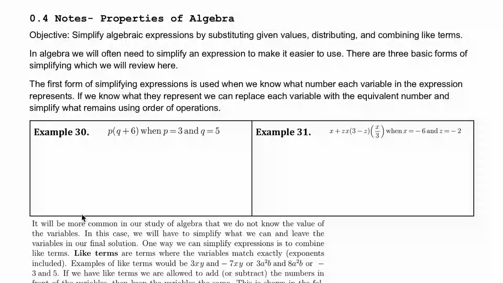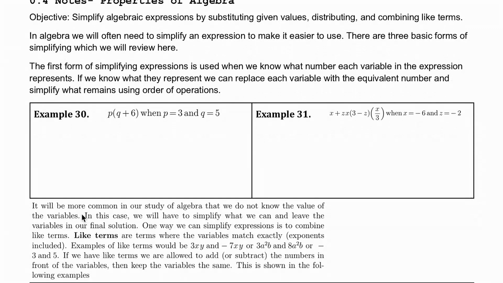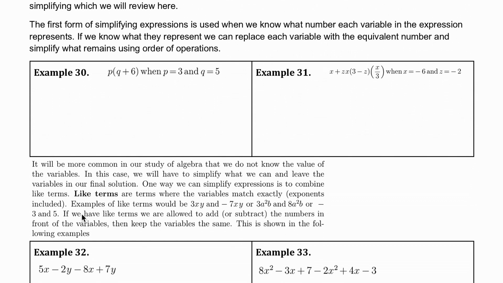A lot of times in algebra, we have variables or letters that represent an unknown value or an unknown quantity. In this lesson, we're going to look at a few different properties of algebra using those variables or letters. Looking at these first two examples, you see we have a P right here and a Q right here. In these two examples, we actually do know what the value of each of those numbers are.